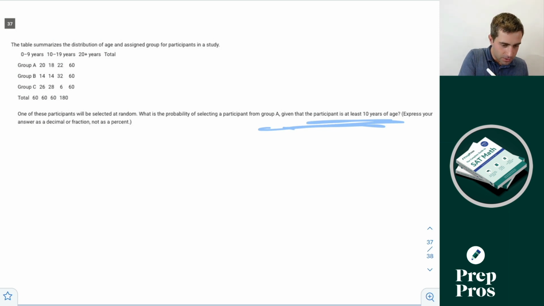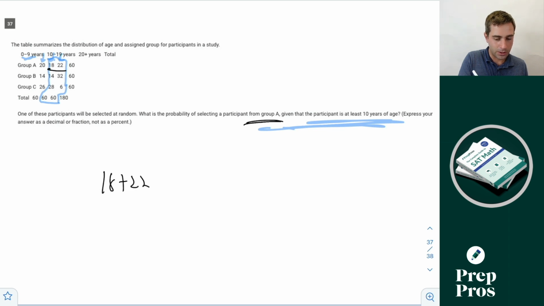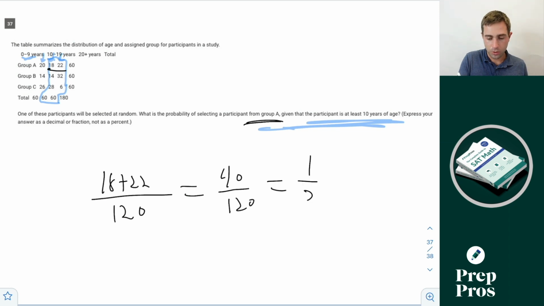So, okay, so I see these are all off a little bit. So this is 0 through 9, this is 10 through 19, this is 20 plus. So given that the participant is at least 10 years of age, I'm just going to be looking at these parts of the table here. So what is the probability of selecting a participant from group A? Well, group A is going to be our 18 plus our 22. Given that they're at least 10 years of age, that's going to be out of our 120. So this is going to give us 40 over 120, which is going to be equal to 1 over 3.